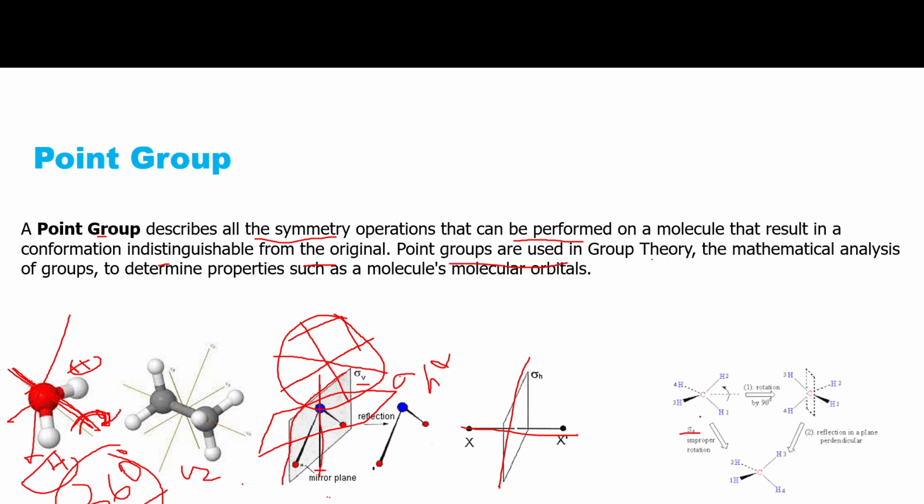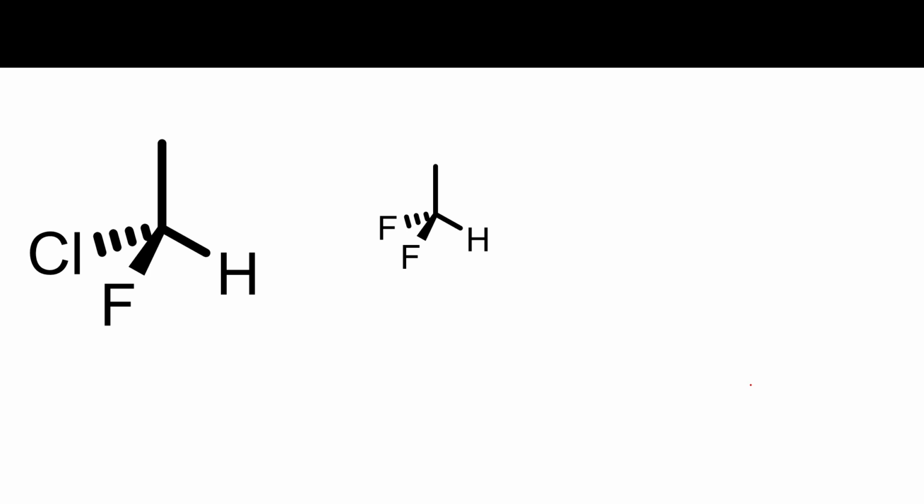Here the rotation will be 90 degrees, so it will be given like S4. Like this brief introduction, then we are going to solve some point groups of molecules. For this molecule, what will happen if you rotate it? At what rotation will this molecule look the same?